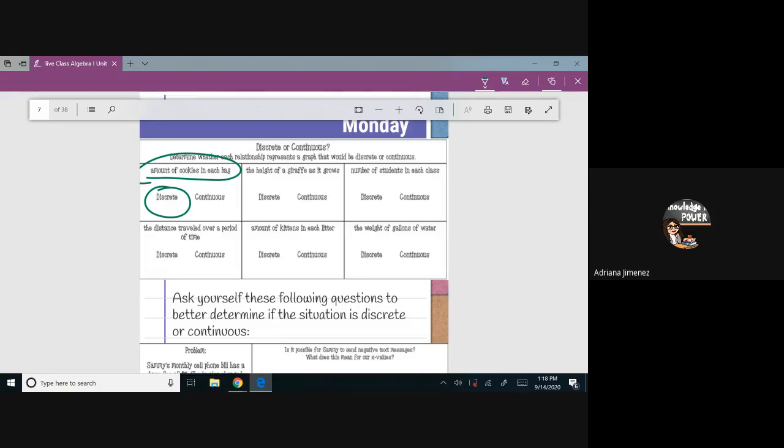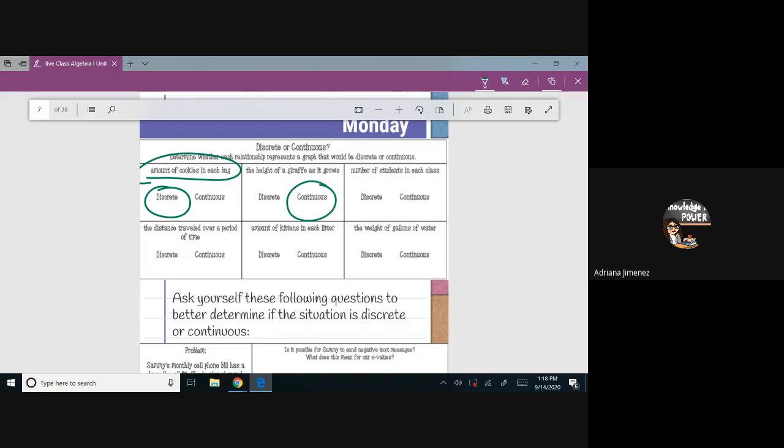The height of a giraffe as it grows, right? So you're growing by what? Every single second, your body is growing. Either your bones are growing, your hair is growing, something's growing, okay? At any single interval, you can figure out how much you grew. Because I can find that out at every single interval, it is going to be continuous. So discrete is when you can only do whole numbers of something, and continuous is when you can do any kind of decimal that you want, right?